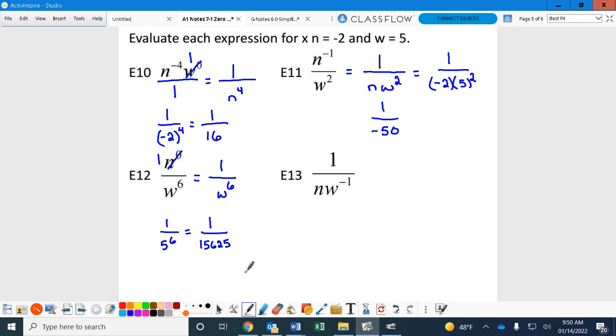Okay, last one of the evaluating problems. Again, we're going to put a fraction bar. We're going to start with the first variable. The n is a positive exponent. We're not going to do anything to it. It's going to stay on the bottom. It's just going to be n.